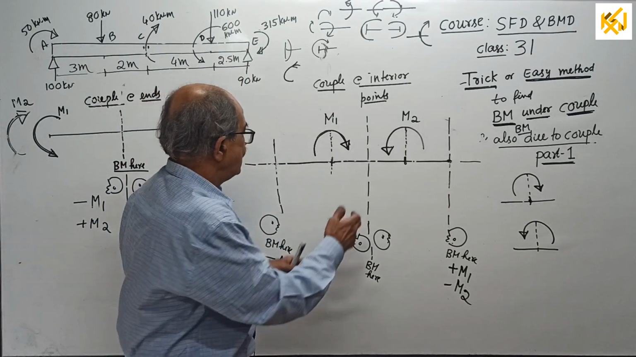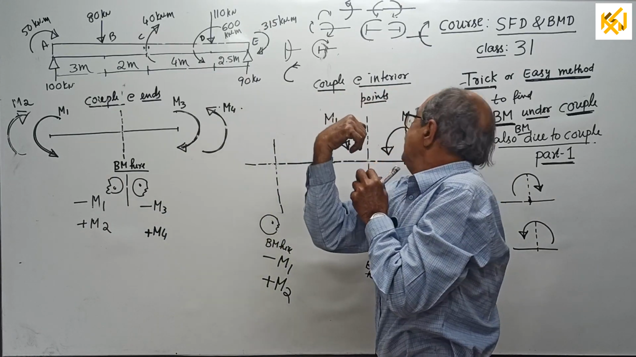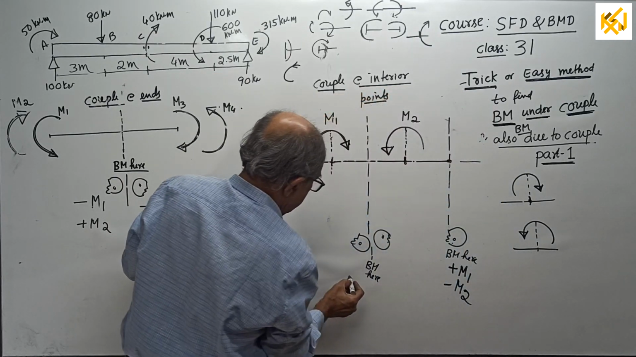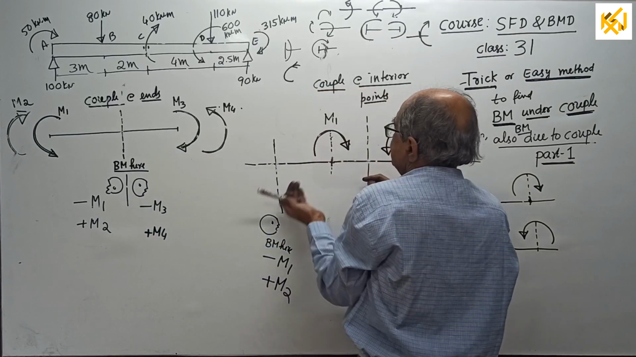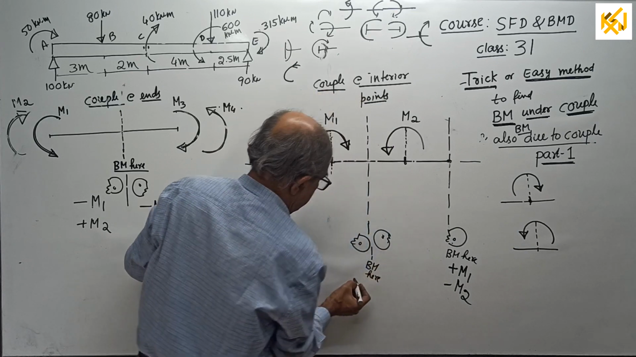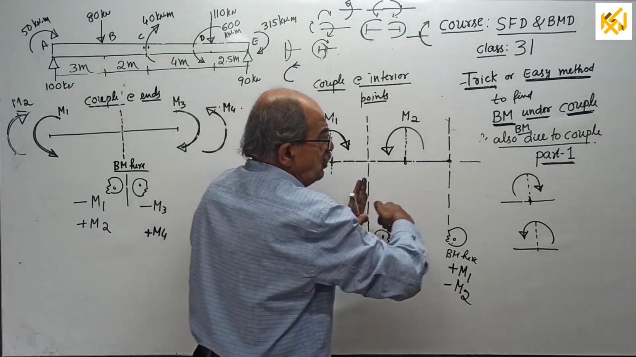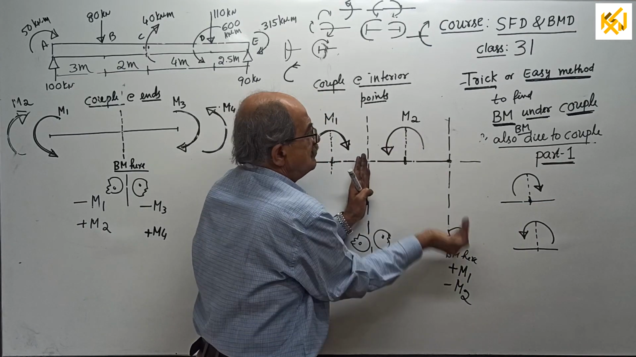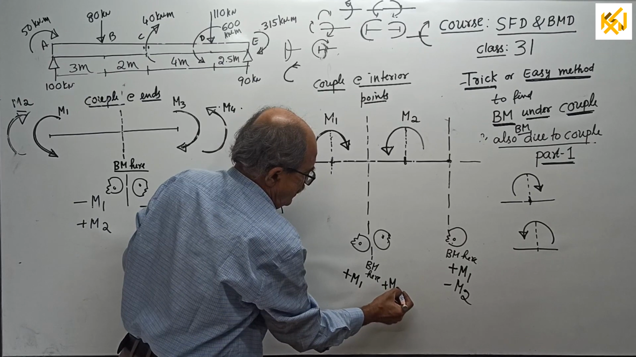Now see. Lastly here, if I stand here, this one, see, yes, if I look this way, I cannot see M2. I can see only M1. See, therefore, plus M1. Or if I look this side, plus M2.